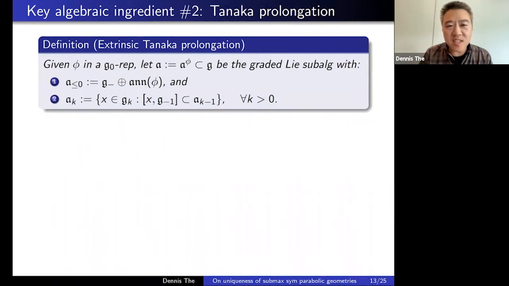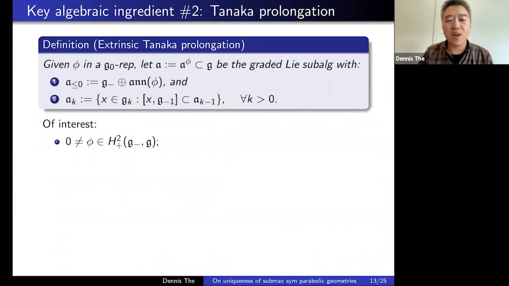So what I call extrinsic Tanaka prolongation. Let phi live in some G0 representation. I'm going to be thinking of this as the value of harmonic curvature. Then let the non-positive part be G minus and the annihilator of phi. And then we're going to propagate this to the positive part. So those that are at level a_k, these are elements of g_k that bracket with everything in g_{-1} to be in the previous level. So this defines a graded Lie subalgebra.